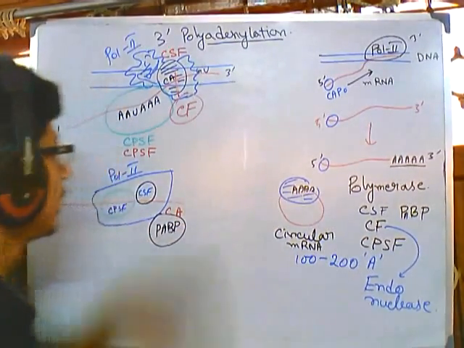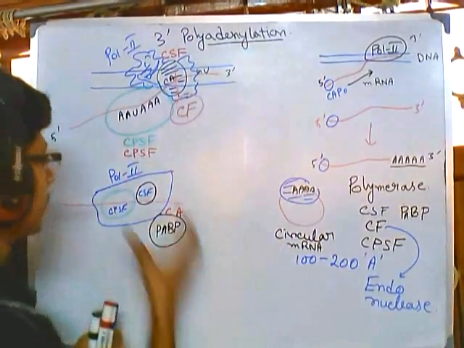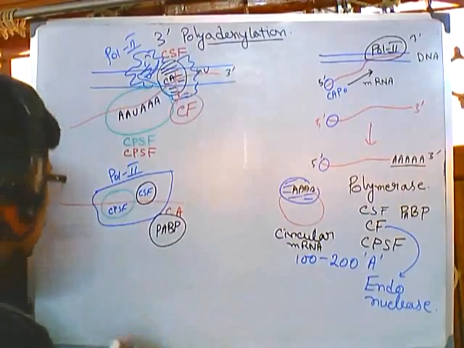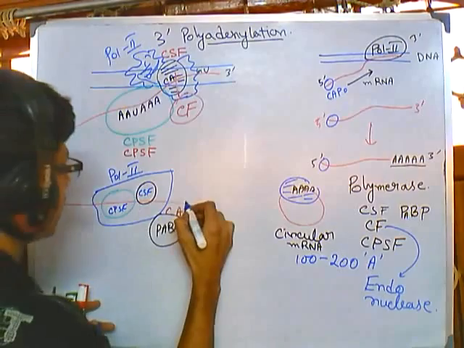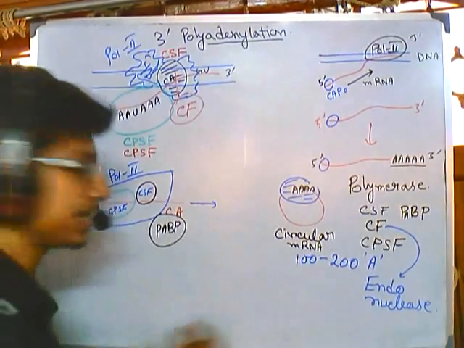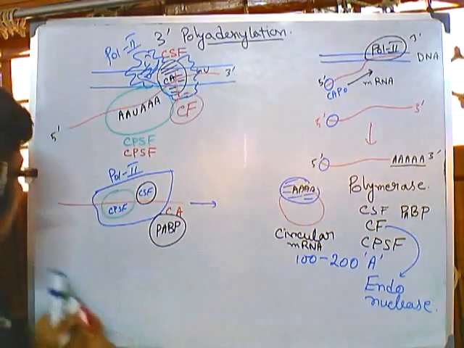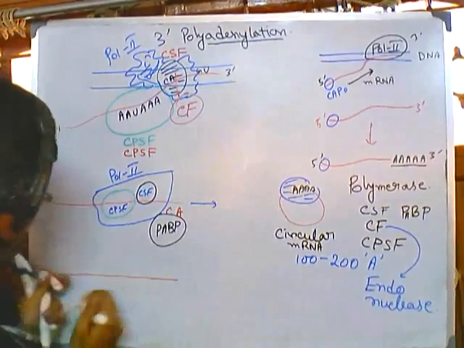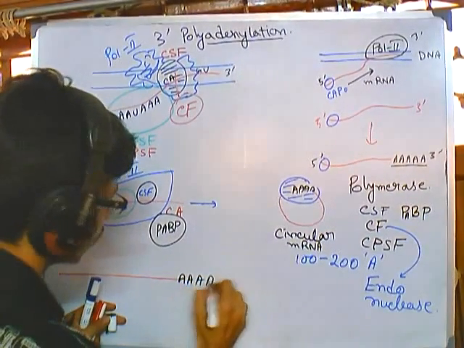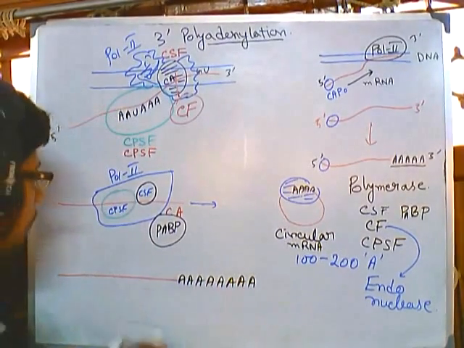Try to understand this point. This is the complex which is formed. CF cleaves it just after the CA, then PABP will be recruited and CF will be released. Now after that, this polymerase will start adding adenines in this direction. So let us again draw the mRNA. Here it starts adding adenine via a normal polymerization process. Let me draw this polymerase here.